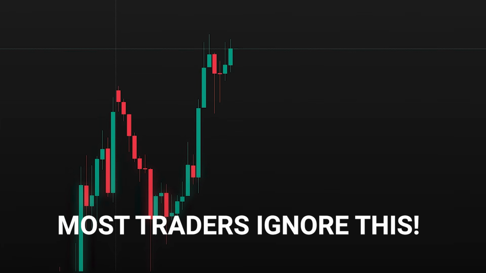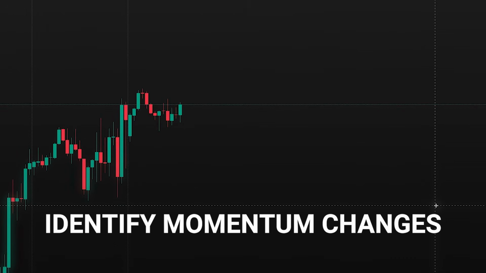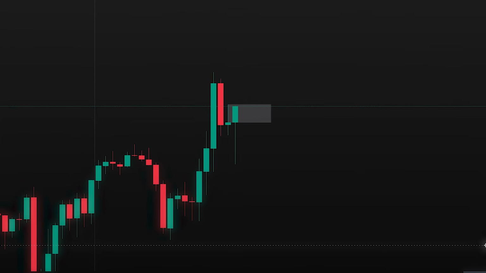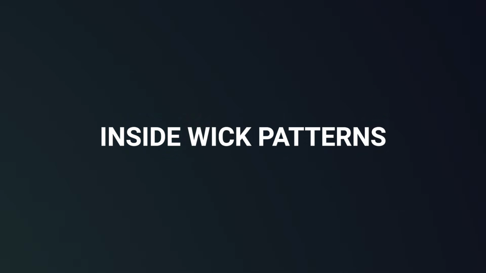Most traders ignore this one detail inside the wick of a candlestick, but it could tell you whether price is about to reverse or explode. Today, I'm showing you how inside wick patterns can reveal important clues about where the market is headed and how I use them to validate and time my lower time frame entries with more precision.